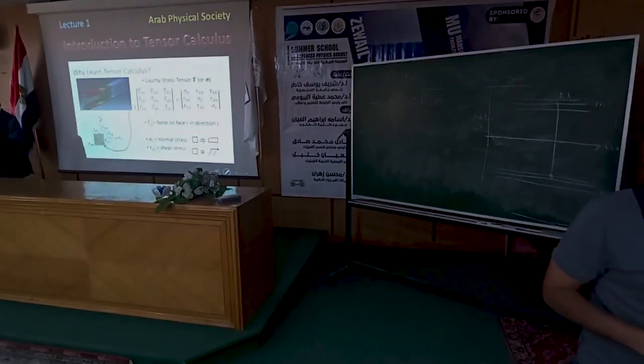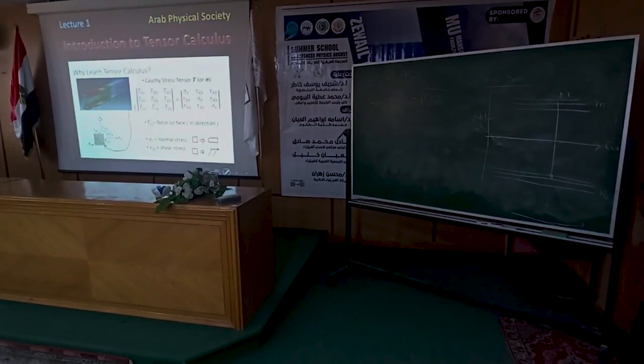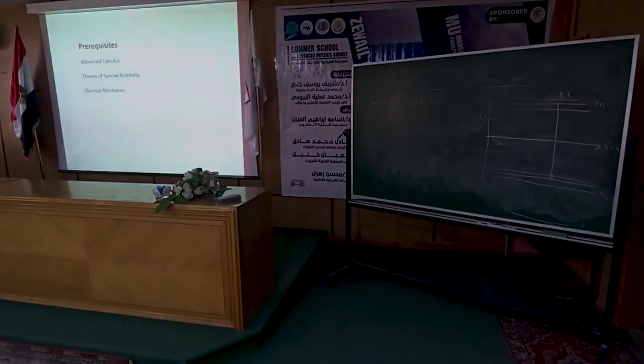The first question: what do we need to understand general relativity? The answer is that the prerequisites for general relativity are simply advanced calculus, special theory of relativity, and classical mechanics. These are the main topics necessary to understand general relativity.